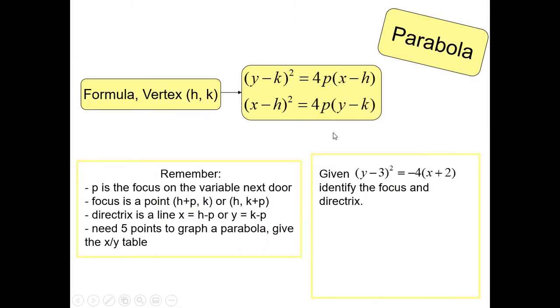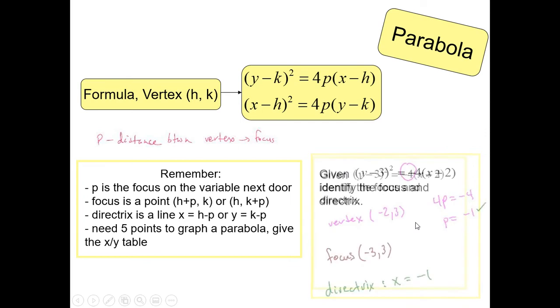All right, we also looked at parabola when only one of the terms is squared. So, here are some things that we're going to want to remember. But given y minus 3 squared is equal to -4, x plus 2, identify the focus and directrix. P here is the distance between vertex and the focus. So looking at -4 here, 4p is equal to -4 from this equation up here. So p is equal to -1.